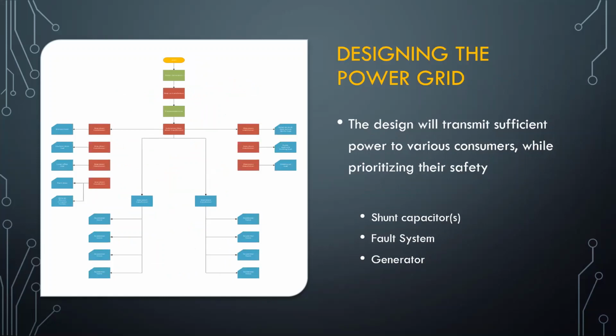For designing the power grid, we considered the ability to provide sufficient electricity to various distribution loads by maximizing the power delivery by implementing shunt capacitors, prioritizing the safety of consumers by implementing a fault system, and providing stability throughout the design using a generator.